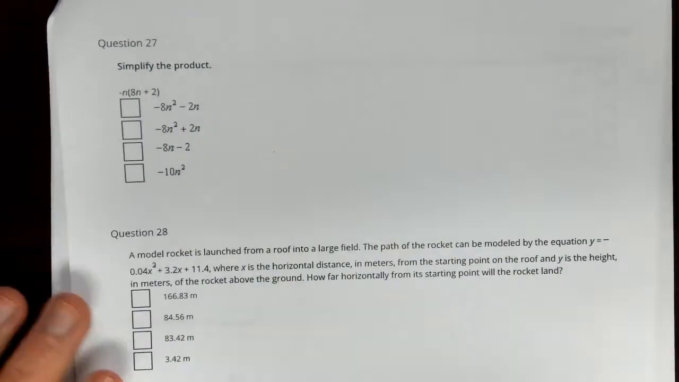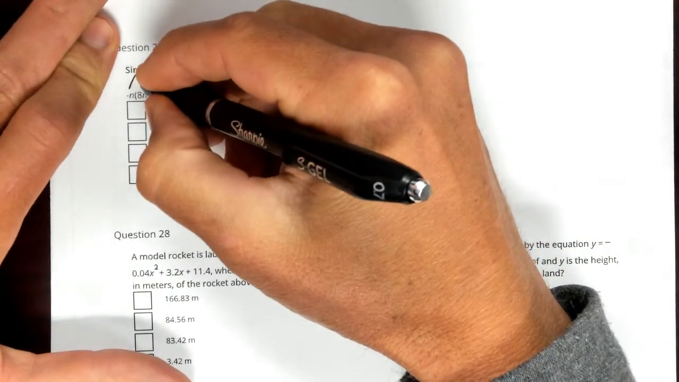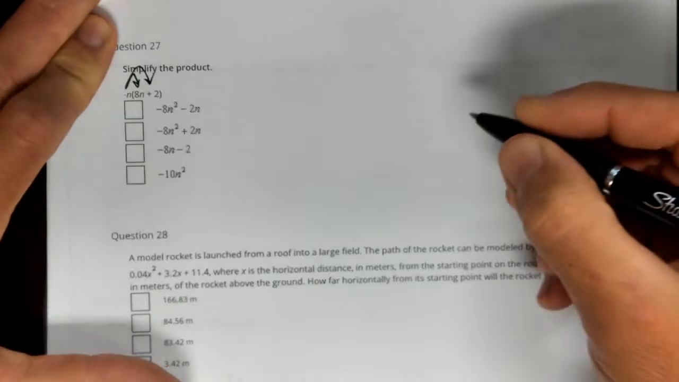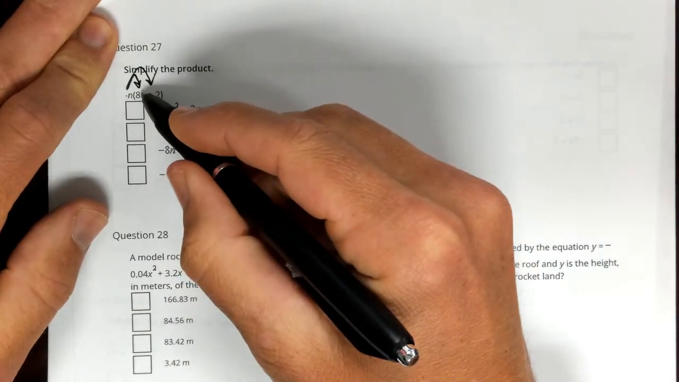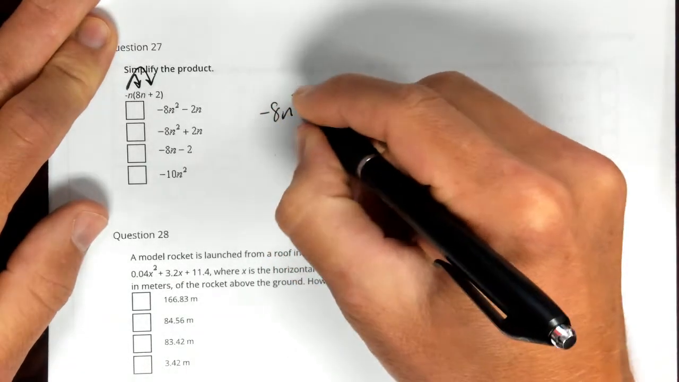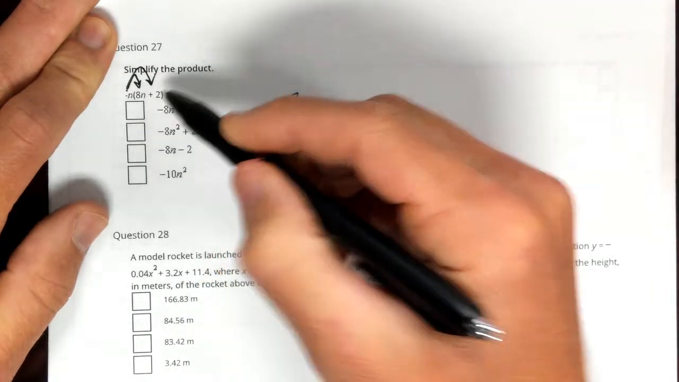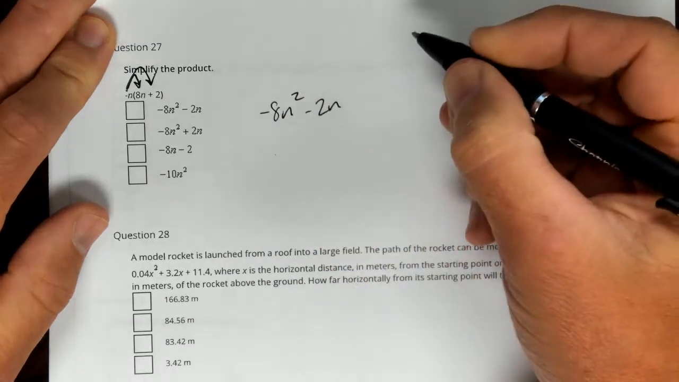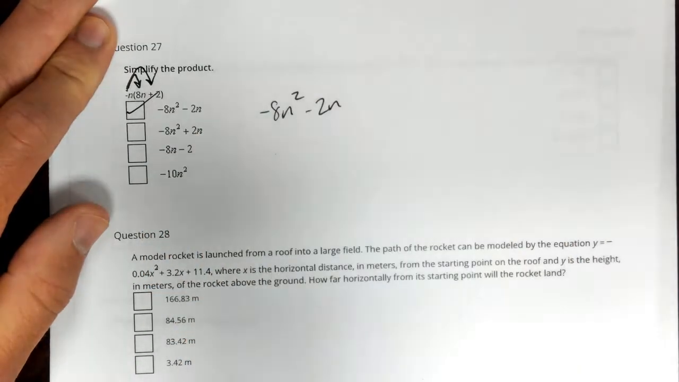Simplify the product, so all I'm asking you to do is distribute this negative n to both of those terms. So I have an 8n times a negative 1n gives me a negative 8n squared. Negative n times 2 is a negative 2n. Bam. A is your answer.